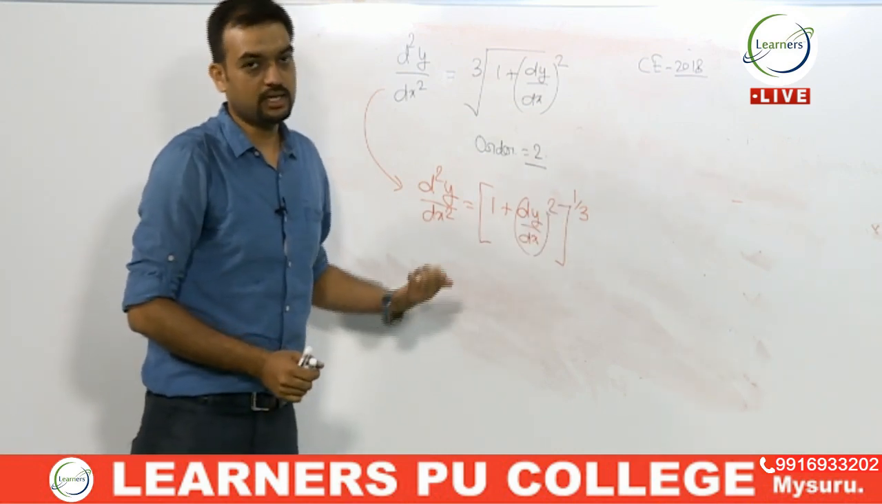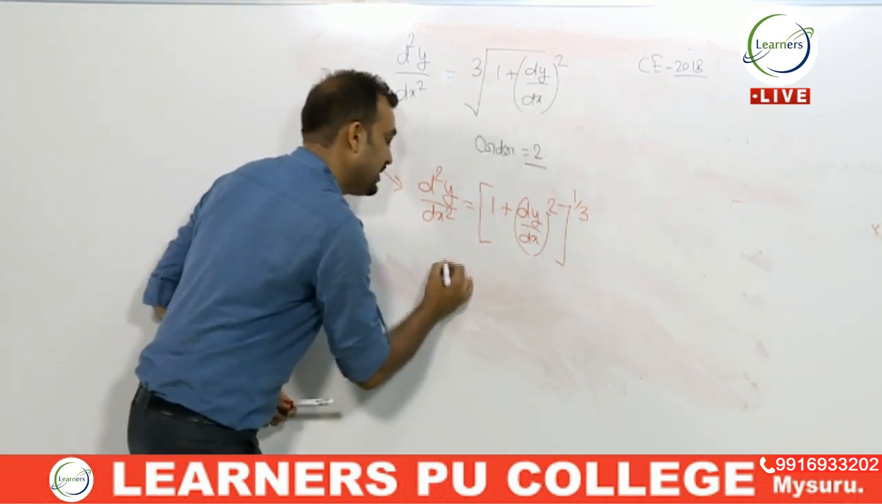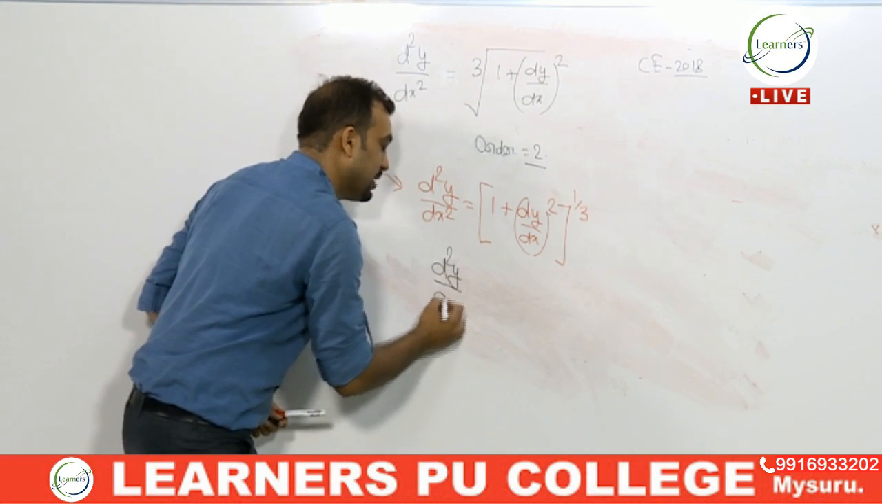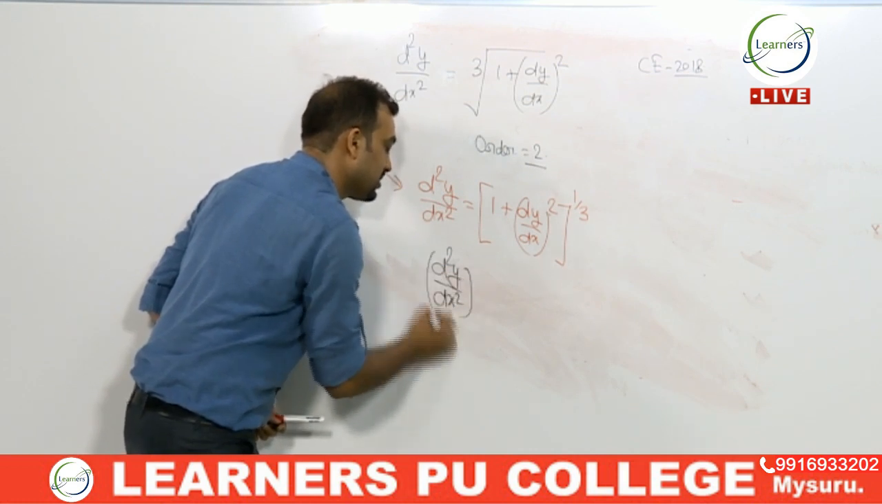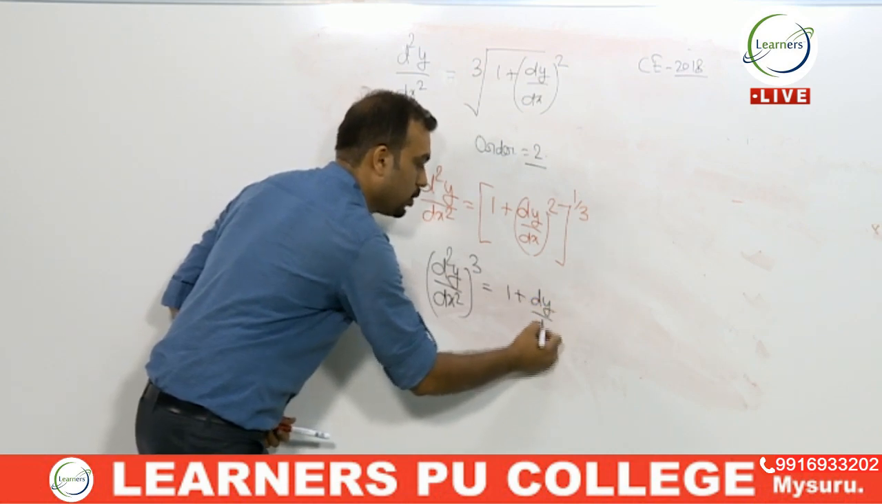But can we make it polynomial? Yes, we can make it. How? We can take the third power of both sides. When I take the third power of both sides, this can be written as (d square y upon dx square) whole cube is equal to (1 plus dy upon dx) whole square.